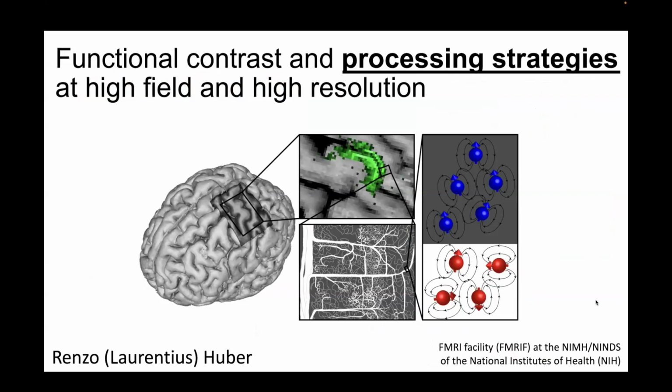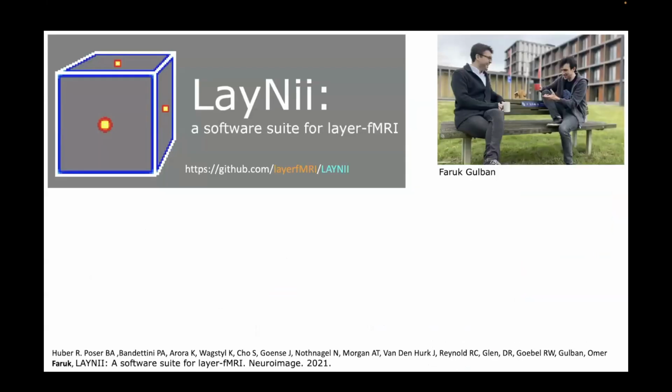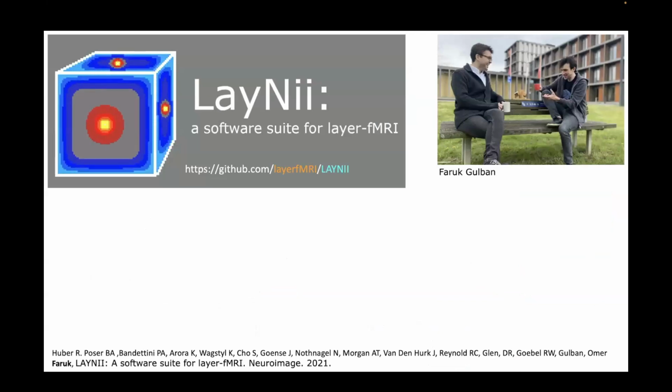Let's go to the second part of the presentation, the processing strategies. With respect to processing strategies, I would like to start with pre-processing, how you deal with your raw data, and then later post-processing, how you extract useful neuroscience-informing information out of your data. With respect to the early processing, how you deal with the raw data, layer fMRI and high-resolution fMRI is really challenged a lot.